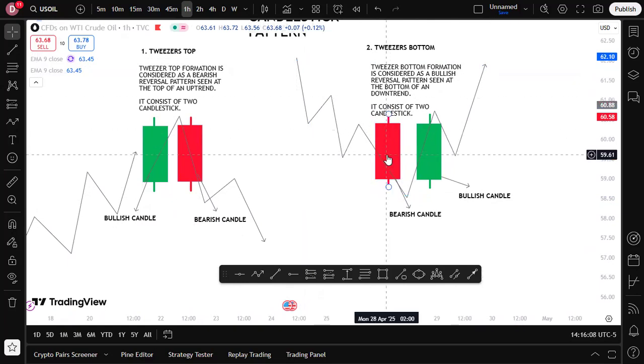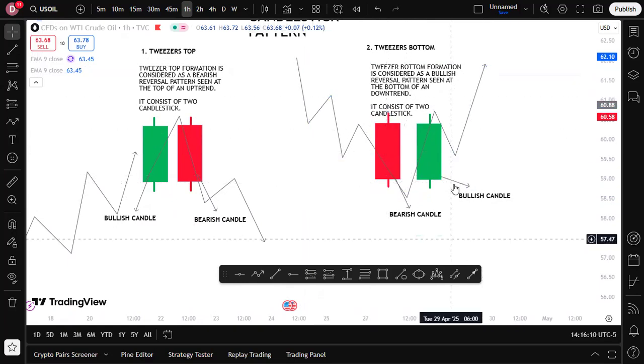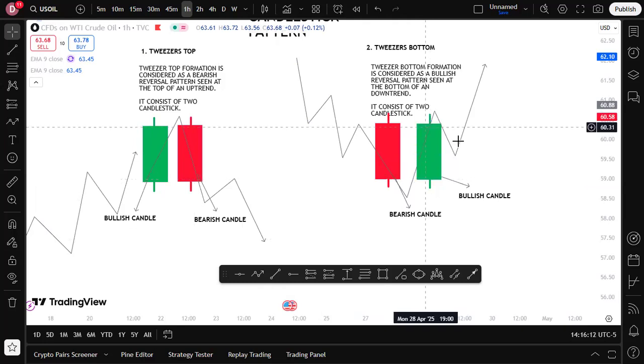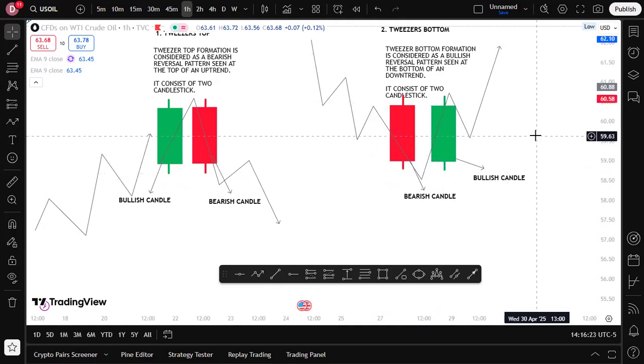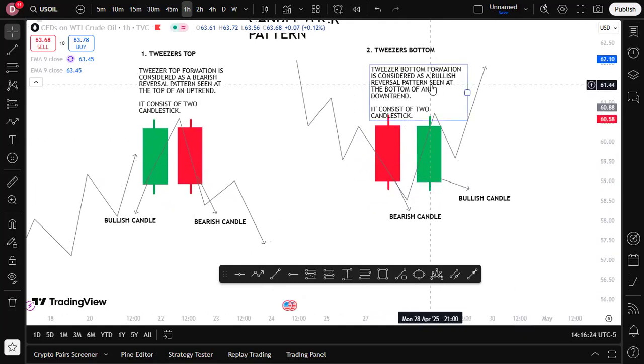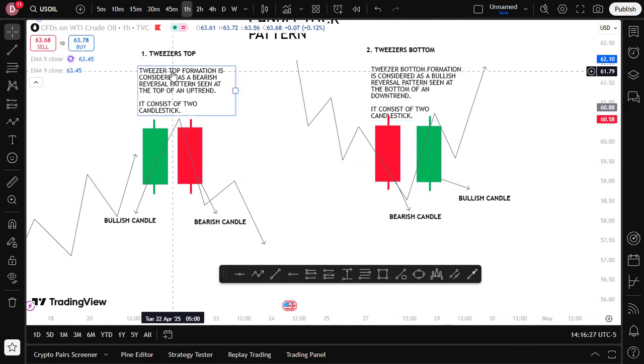That means that sellers were still in charge of the market, and then a bullish candle occurred, looking like a tweezer top, which signifies that a bullish reversal is about to happen in the market, and then price started pulling back up. So this is an example of a bullish reversal pattern.